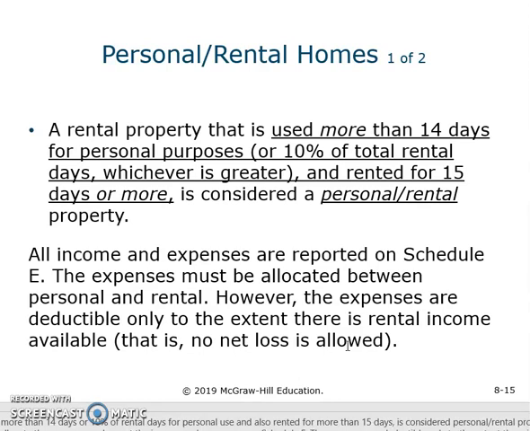The expenses must be allocated between the personal and the rental. However, the expenses are deductible only to the extent that there is rental income available. So with a personal/rental home categorization, we cannot deduct that up to $25,000 loss if there was a net loss on the rental.